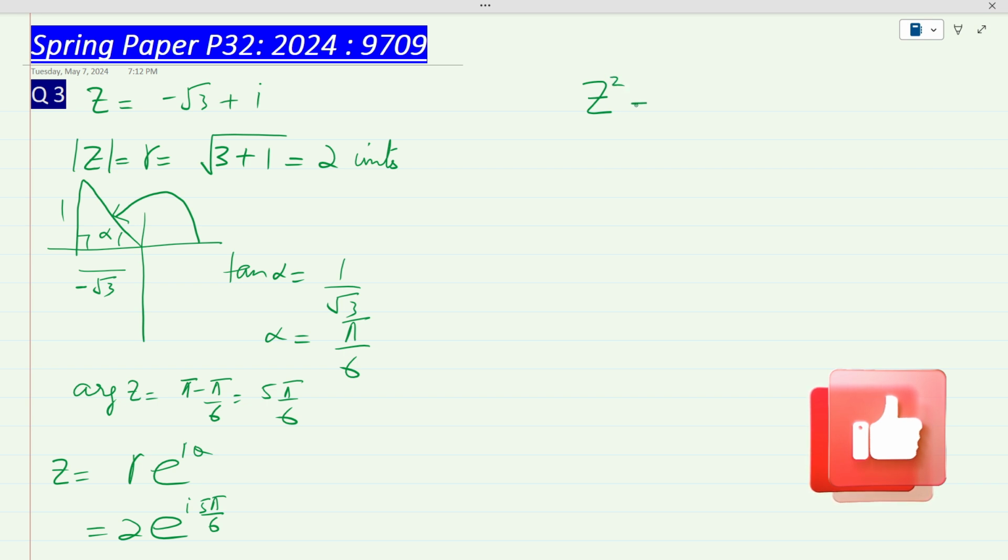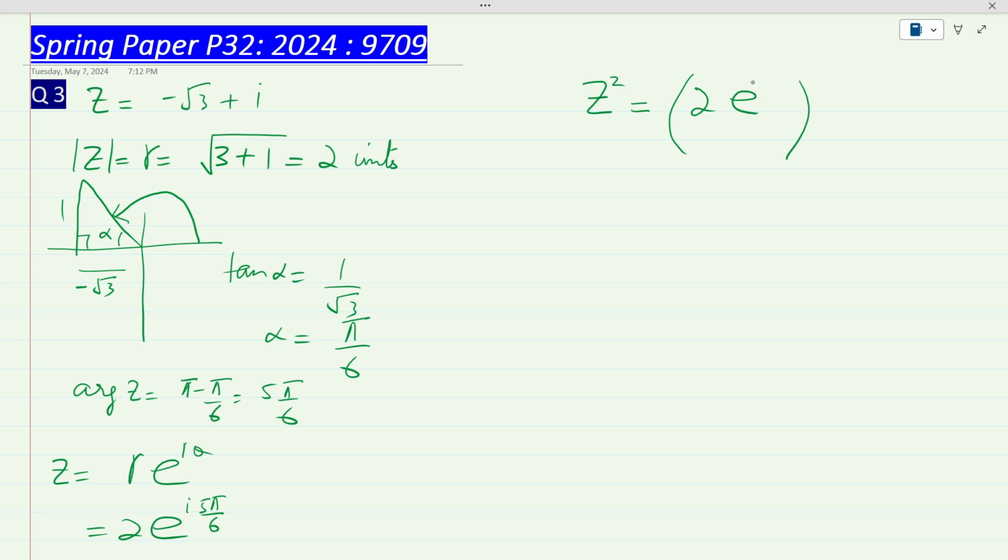z square. So z square means squaring z: 2 e to the i 5 pi over 6, squared. The 2 square is 4, no problem. e to the i 5 pi over 6 will become 5 pi over 6 into 2, 5 pi over 3. But the problem is, this is not inside the range. We know that the argument always falls between minus pi and pi, so we have to readjust it. If it is beyond the range, meaning greater than pi, we will subtract 2 pi. If it is less than minus pi, we will add 2 pi. So here it is greater than pi, so we will subtract 2 pi from it. So we have minus pi over 3. So the argument is minus pi over 3. So z squared is actually 4 e to the minus i pi over 3.